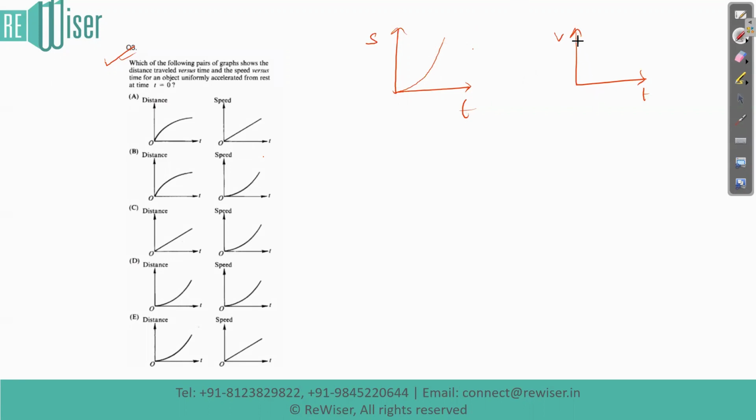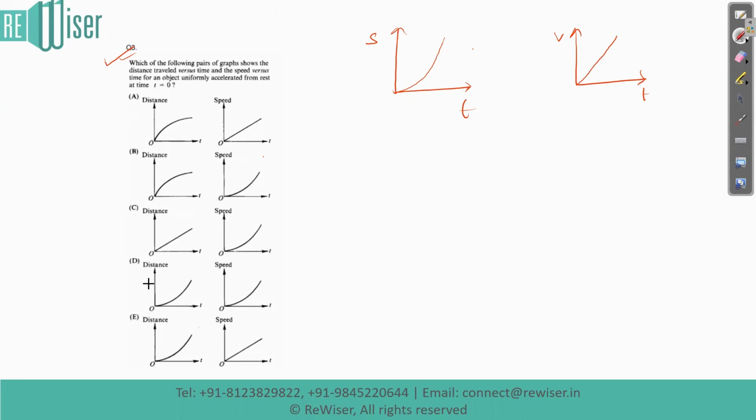Similarly, in the v versus t graph, that means the speed versus time graph, we want to show that velocity is increasing uniformly with time. That is what uniform acceleration means, right? So, how do you show that? By drawing a straight line. This straight line shows that the speed is increasing uniformly with time, or proportionally with time.